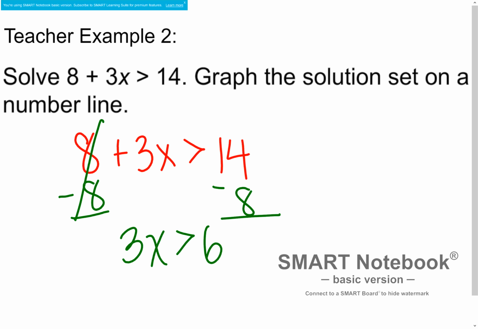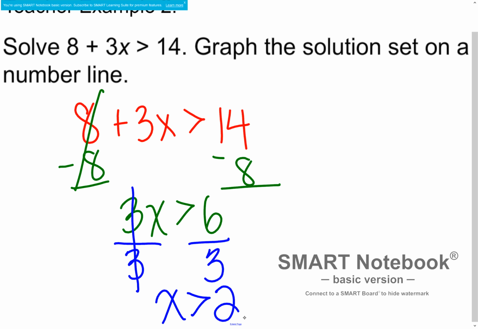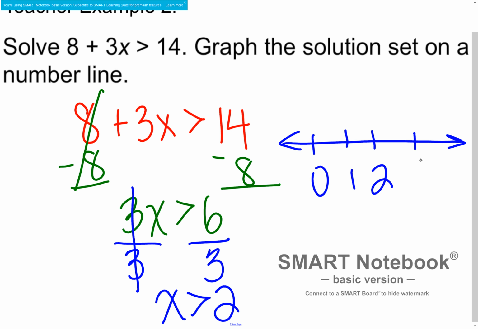So here I am now left with a one-step multiplication inequality. So I'm going to now divide by 3 to undo the multiplication by 3. 3 divided by 3 makes 1, so x is going to be greater than 2. So if I'm going to graph this on a number line, do a couple numbers before, a couple numbers after. The solution is not including 2, so it's an open circle, and greater than means move to the right.